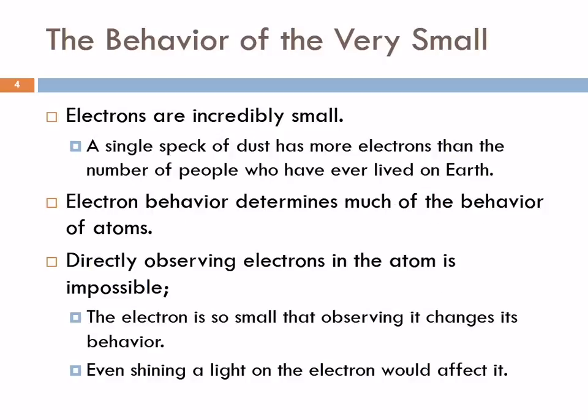So let's try to get our minds around how small electrons are. So think of a speck of dust floating in the air. Tiny, right? We can see it, but just barely. So a single speck of dust has more electrons in it than all of the people that have ever lived on the earth put together. What? That's a lot of electrons.